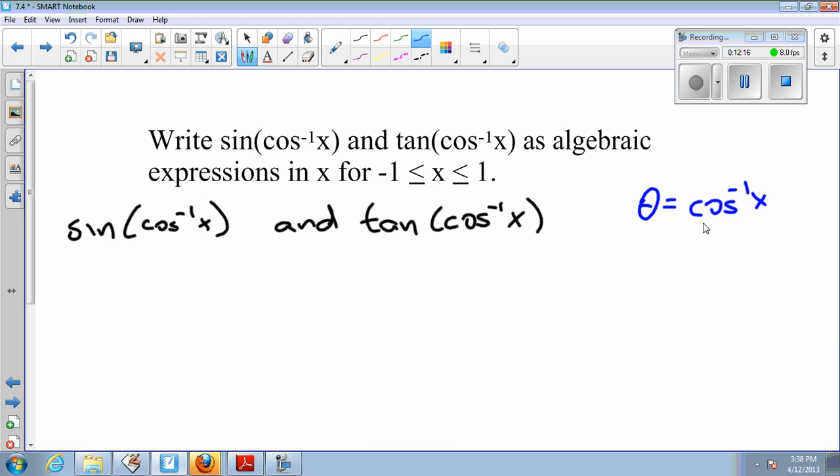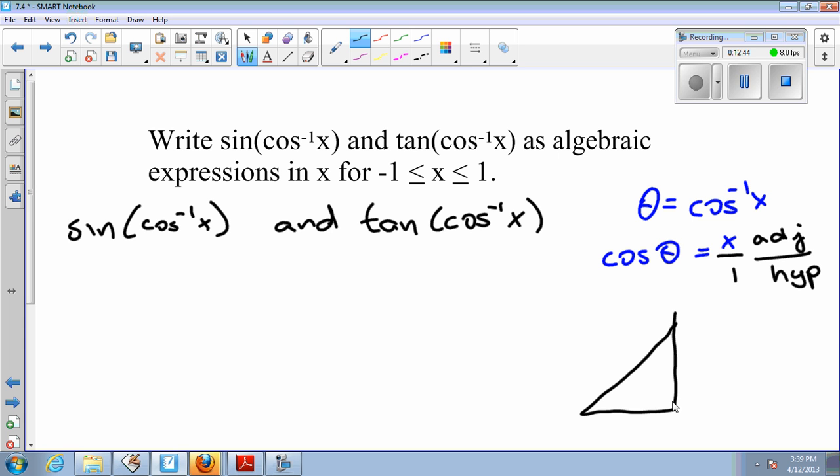If we wanted to solve for x, normally it would be the other way around. So now we're going to be taking cosine of theta equals x. And because we'll be setting up a right triangle, that will be over 1 for adjacent over hypotenuse. So let's set up our right triangle. We have theta as one of our angles. This is x as your adjacent, and your hypotenuse is 1.